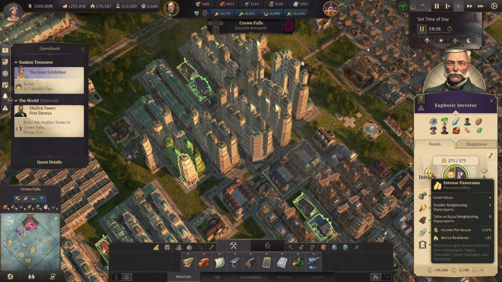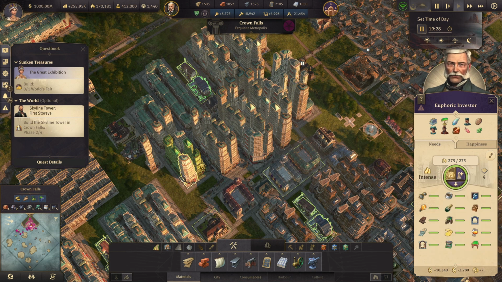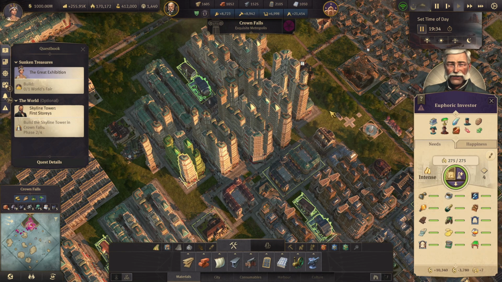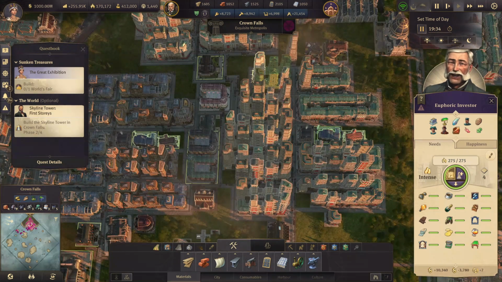Let's look at the calculation. We start with 4. We have 4 green around, right? You can see 1, 2, 3, 4. So we are now at 8, and there's no color one around, so nothing matters. So we are at 8, which is above 5, so we get the intense one. So this is a bit how the calculation works.